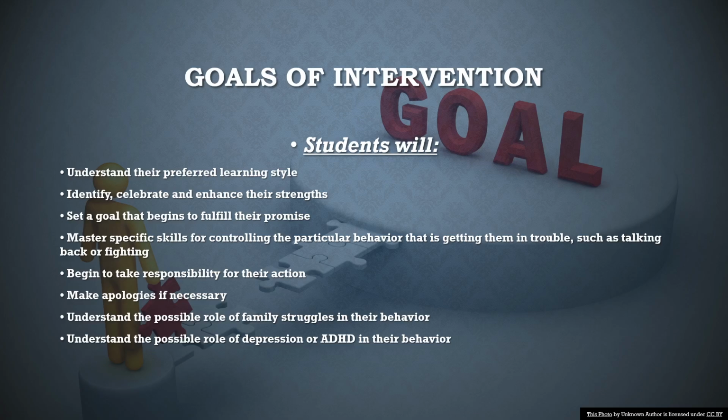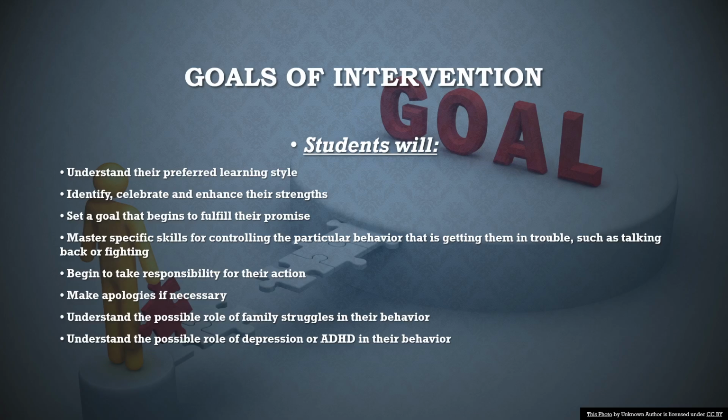Set a goal that begins to fulfill their promise. Master specific skills for controlling the particular behavior that's getting them in trouble, such as talking back or fighting. And when we do this, we don't want to set 5 or 6 goals for different behaviors. You want to pick a particular behavior that is causing much of the trouble for those students.